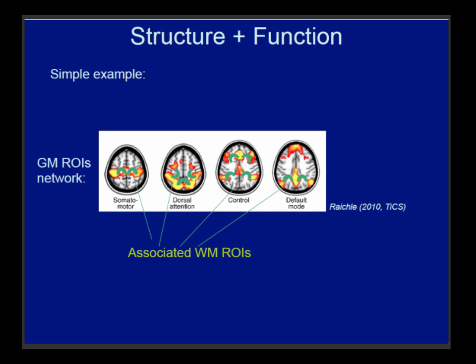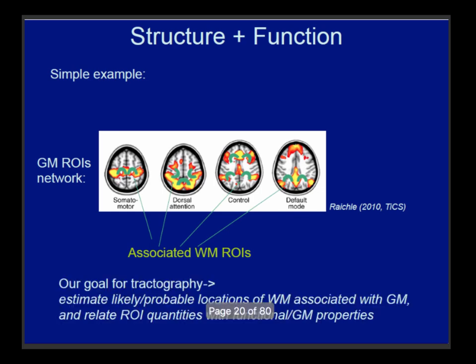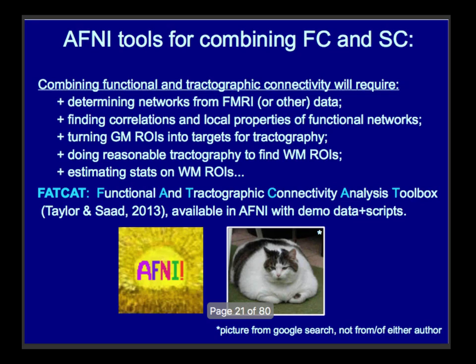Or if you're going to look for white matter connections, these functional networks are a logical place to start. So kind of complementing these functional studies. And that is the goal or the program that we have for what's called tractography, where we want to try to estimate the most likely locations of where these white matter bridges may be. And once we have those, we want to look at quantitative properties of them.